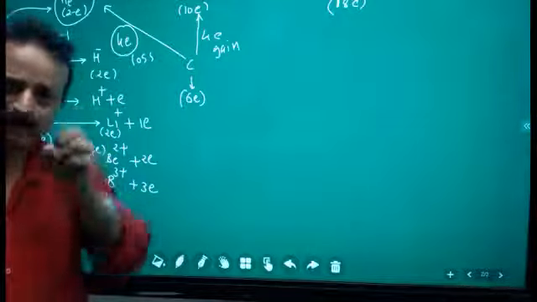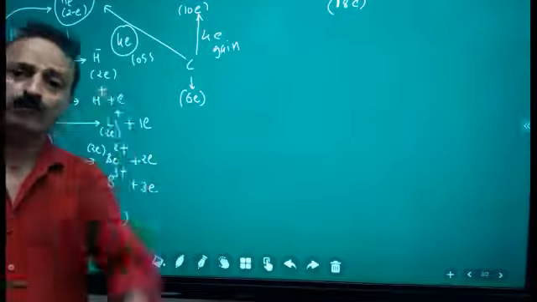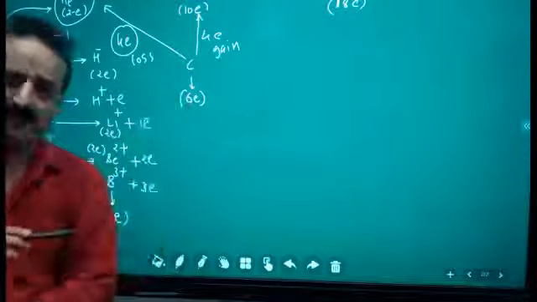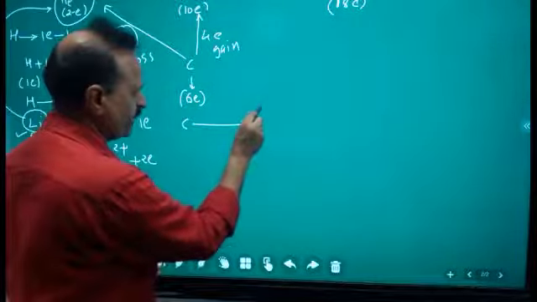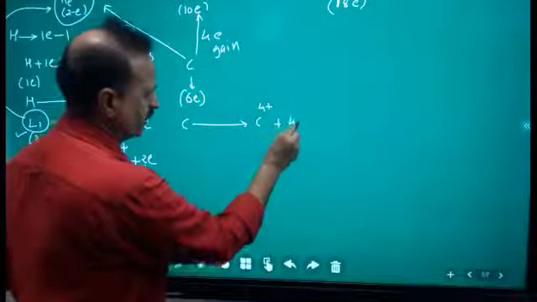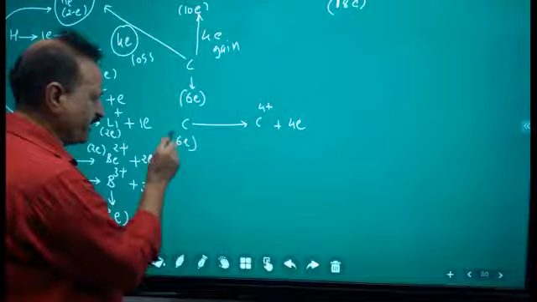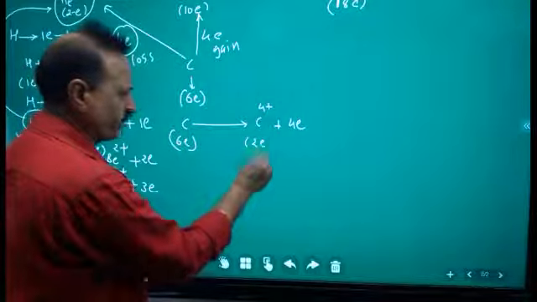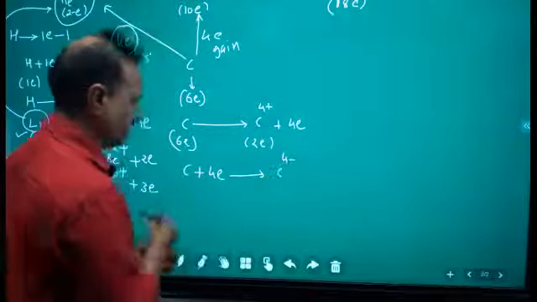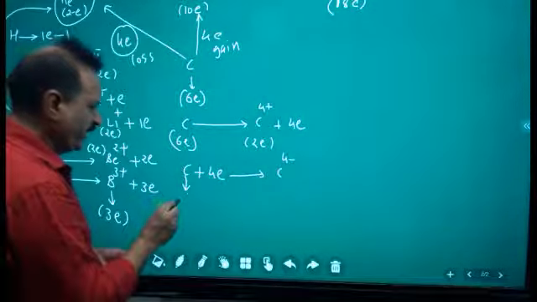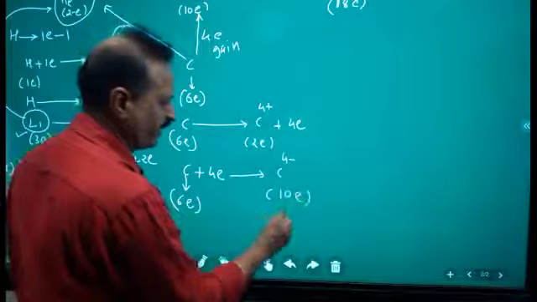So carbon can gain 4 electrons, carbon can lose 4 electrons, so carbon can be a positive ion and carbon can be a negative ion. If carbon loses 4 electrons, carbon will be 4 plus. Neutral carbon has 6 electrons and carbon 4 plus has 2 electrons. If carbon gains 4 electrons, carbon will become 4 minus. Carbon has 6 electrons, and carbon 4 minus has 10 electrons.